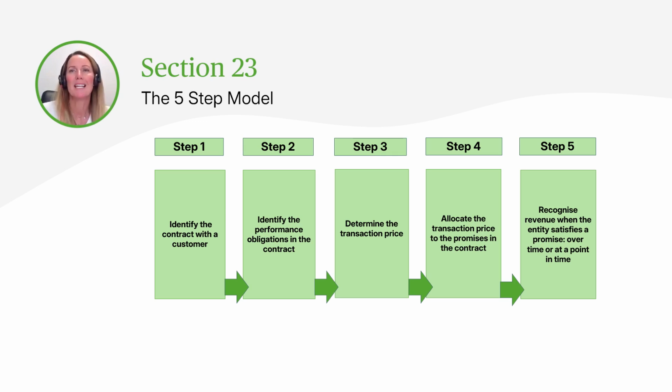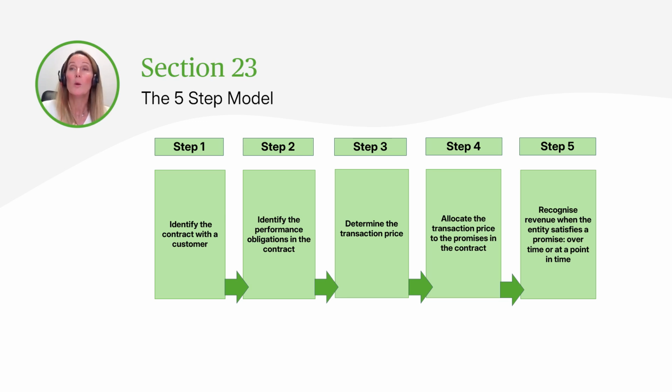Step 1 will be identifying the contract, ensuring that there are enforceable rights and obligations. Step 2, how many promises have we agreed to deliver to the customer that have been outlined in the contract, and we refer to those as performance obligations. Step 3, what is the transaction price? What is the entity expected to be entitled to receive?